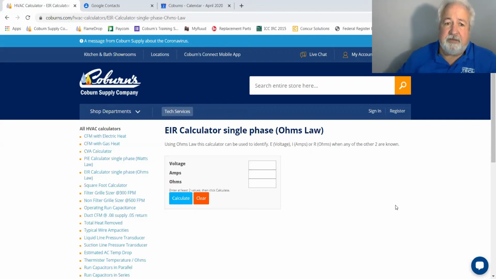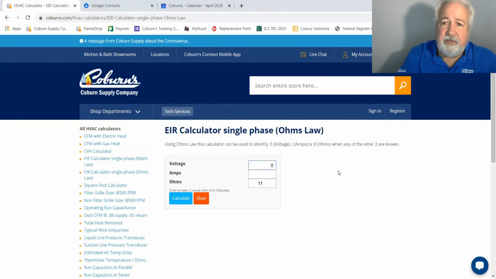So let's take that one item that you found. You had this heat strip. It's laying in your truck. You're not sure if it's a 3.5 or a 5. You take the ohm reading, and let's say that you have 11 ohms on that heat strip.